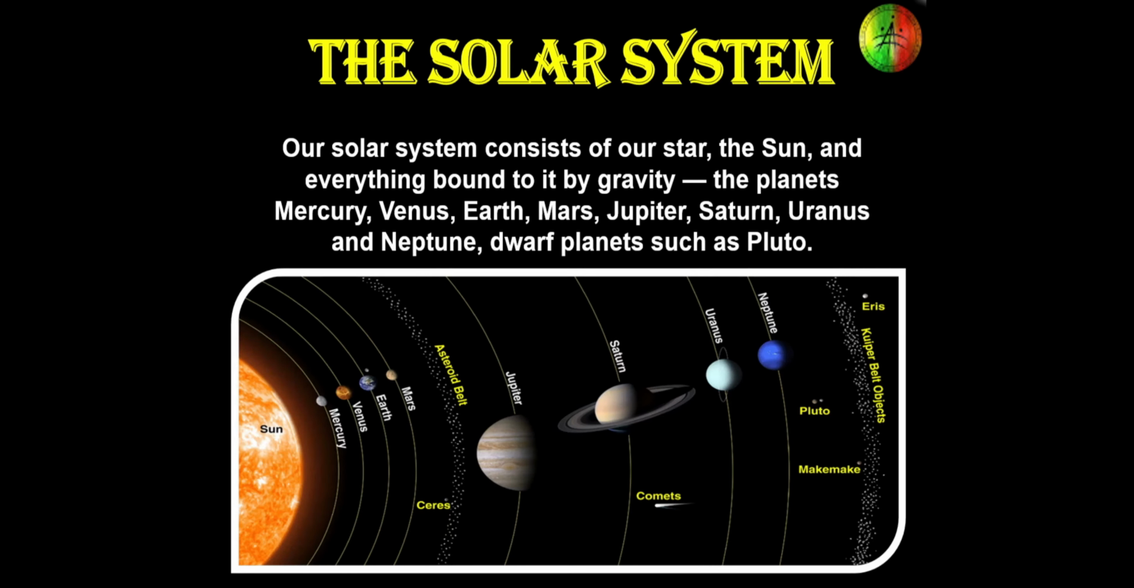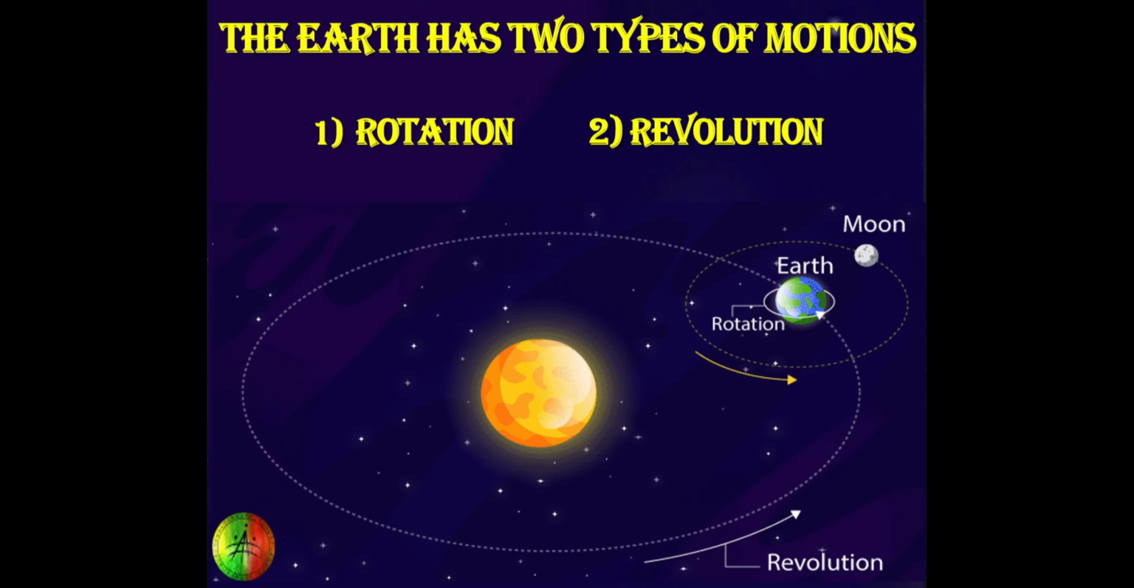All the planets rotate and revolve around the Sun. Among these, planet Earth is the only planet known to maintain life. Earth, like other planets, revolves around the Sun. Earth moves around the Sun through two motions, that is, rotation and revolution. Now let's understand what rotation and revolution are, one by one.